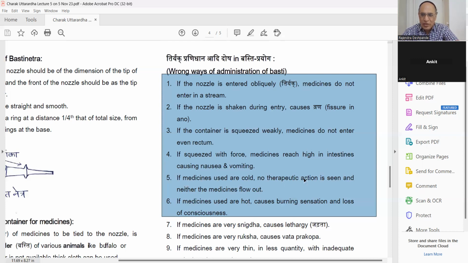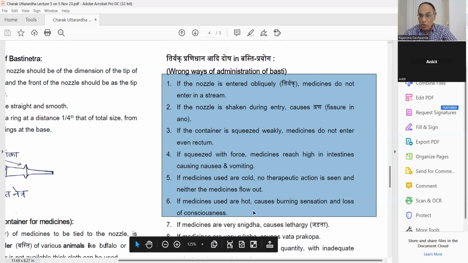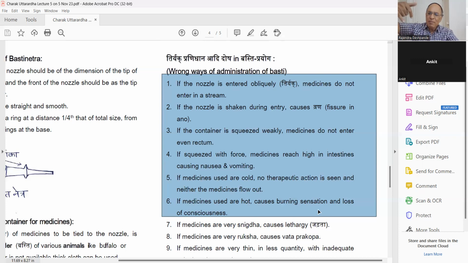Then, if medicine is too cold, no therapeutic action is seen, and neither do the medicines flow out. If medicines used are hot, causes the burning sensation and loss of consciousness. Very bad. Always check the temperature by putting your finger into the decoction, putting your finger into the oil. Check it. If you can tolerate, it's okay. Even it should be little bit below that, because anal region has a mucous membrane, and mucous membranes are more delicate than simple skin. So when you check the temperature, it should be even less than what you are expecting over here.